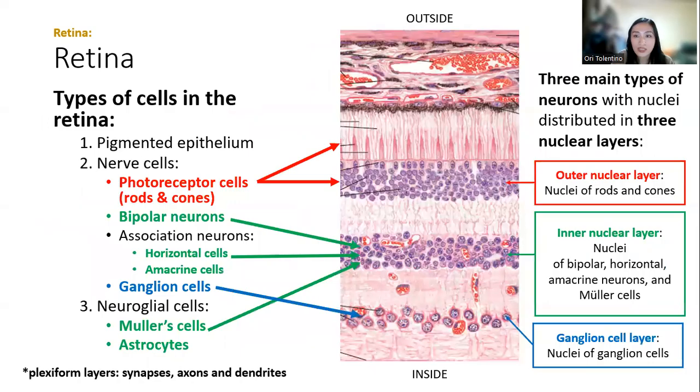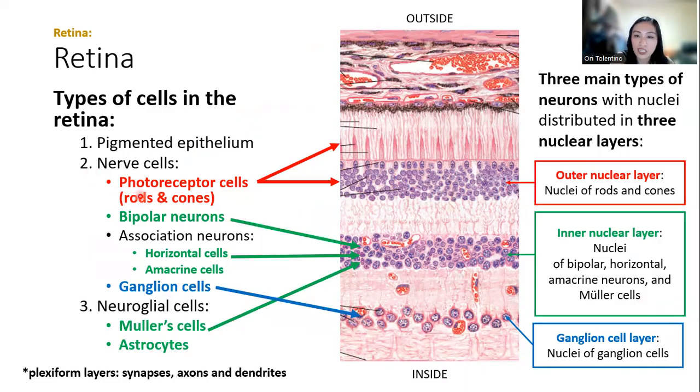The retina is a photosensitive neural layer, which means most of its cells are neurons or nerve cells. However, it has many other types of cells inside it also. So we have the dark staining pigmented epithelium layer. Then we have the most important cells, the nerve cells or the neurons, which are distributed in different layers.